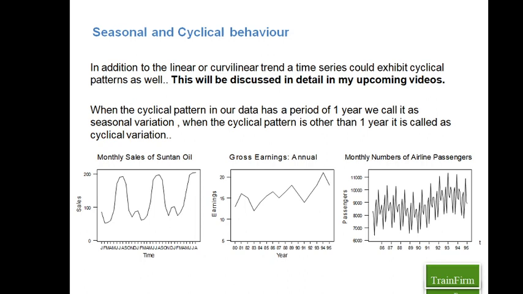So to make it very simple for you, when the cyclical pattern in our data has a period of 1 year, we call it a seasonal pattern. When the cyclical pattern has a period other than 1 year, or more than one year, then we call it a cyclical variation, right?